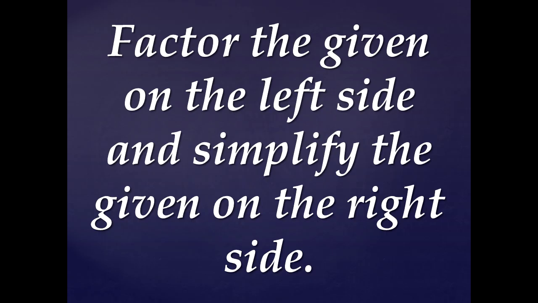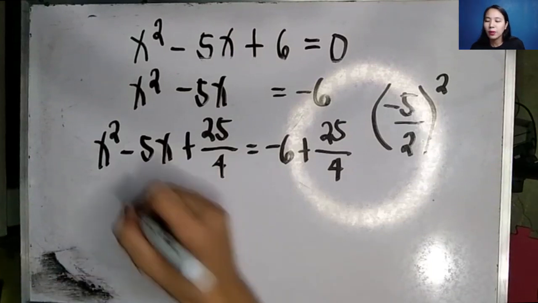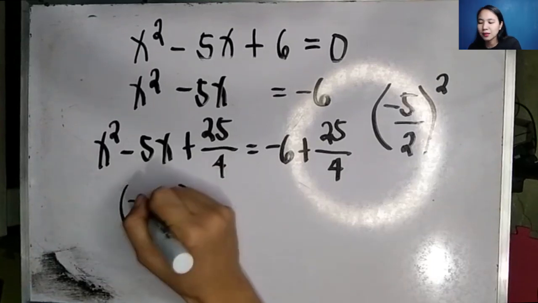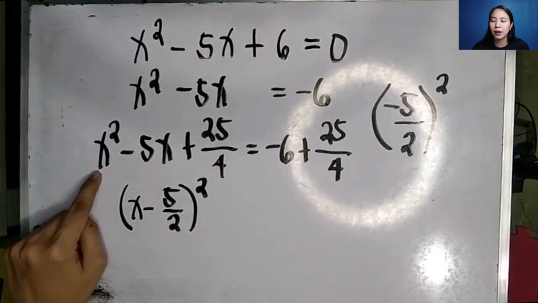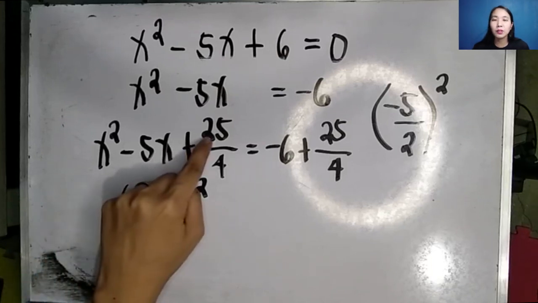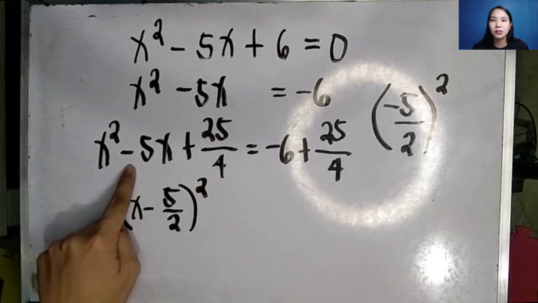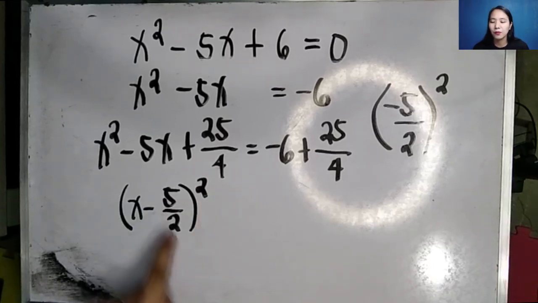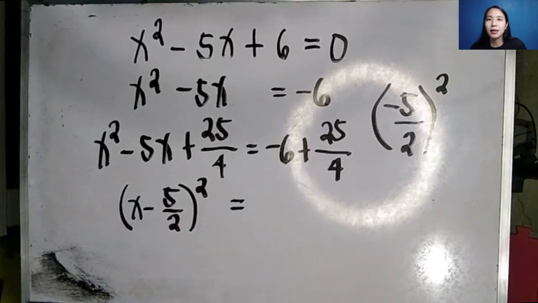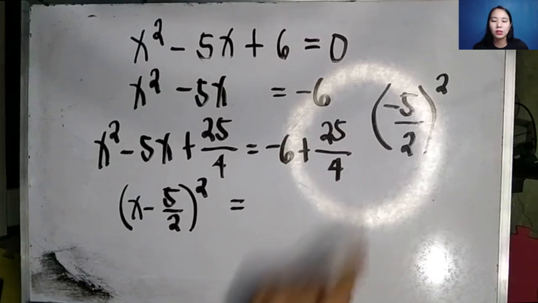The next step is to factor the left side and simplify the right side. Since the left side is a perfect square trinomial, we can get its factor as x minus 5 over 2 squared. We have the square root of x squared, which is x. The square root of 25 is 5, and the square root of 4 is 2. And then we use the sign of the middle term, which is negative, and then we raise it to 2. That's why we have x minus 5 over 2 squared. And on the other side, negative 6 plus 25 over 4 will be equal to 1/4.